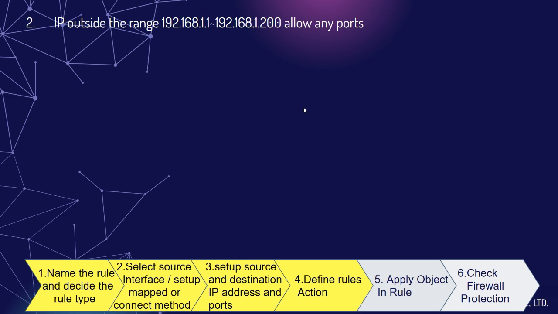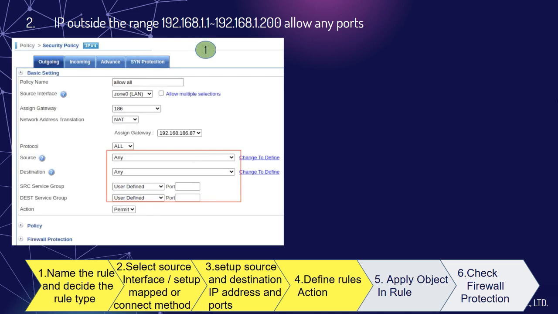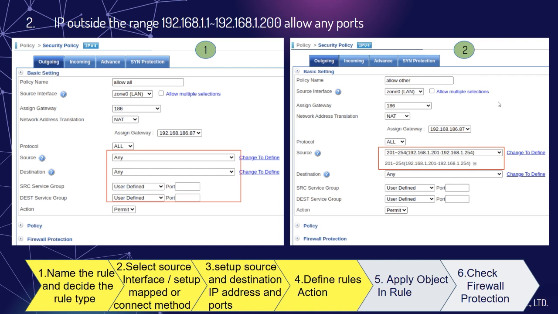Next is the second requirement. IPs outside the range 1.1 to 1.200. Allow any port and IP. There are at least two different ways to configure this. The first method is allow any to any. The second method is allow only IPs from 201 to 254.